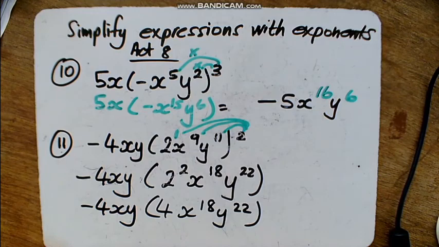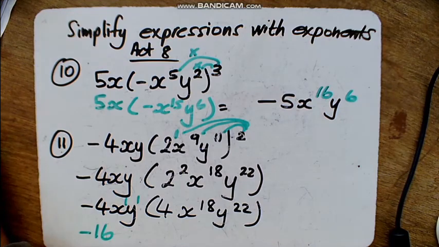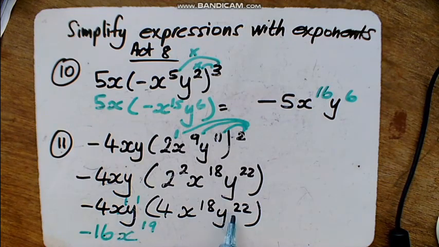Now we're going to multiply the term on the outside by the whole bracket. So this term on the outside has to be multiplied by the whole bracket. Don't forget that this is x to the 1 and that is also y to the 1. Minus 4 times 4 will give us minus 16. X times x, we write down the common base. 18 plus 1 is 19. Y, we write down the common base. 1 plus 22 is 23. And that is our final answer.